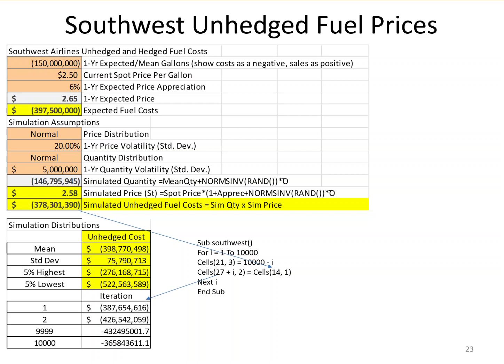And then I can take a look and say, what's the 5% lowest? What's the 5% highest? What is the mean of that distribution? So that's what we're going to do. We're going to take that unhedged cost that we have in the cell we just completed.